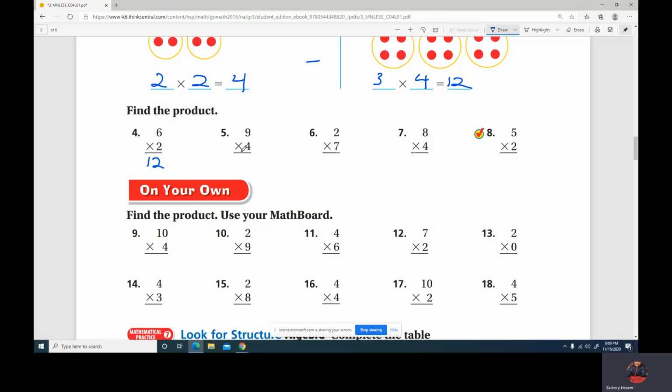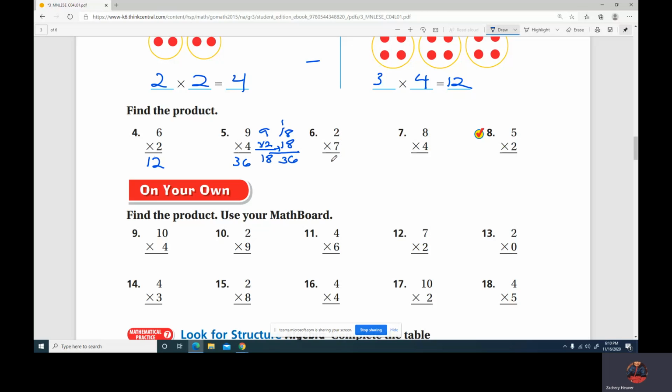9 times 4. That might be tough, because we don't know our 9s and we don't know our 4s. So let's, over here to the side, let's do half. 9 times 2. 2 nine times, I get 18. Now, with this product, I can just add this twice. 18 plus 18. 8 plus 8 is 16. 6, carry my 1. 1 plus 1 plus 1 makes 3. So 9 times 4 is 36.